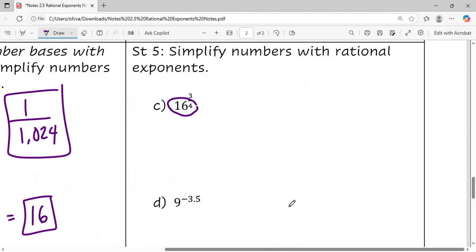So 4th root of 16. I'm always going to focus on that rational exponent on the bottom, on the denominator. 4th root of 16 is 2. If you bring 2 to the 3rd power, you get 8. And that is your answer for that one.